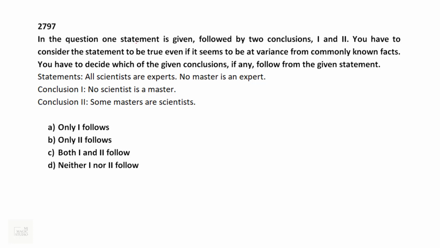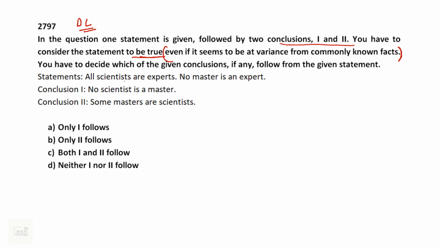In the question, one statement is given which might have more than one part, followed by two conclusions 1 and 2. You have to consider the statement to be true, even if it seems to be at variance with some commonly known facts. Fair enough. You have to decide which of the given conclusions, if any, follow from the given statement. We call it syllogisms or questions from deductive logic, and I'll always prefer drawing Venn diagrams to solve these kinds of questions.